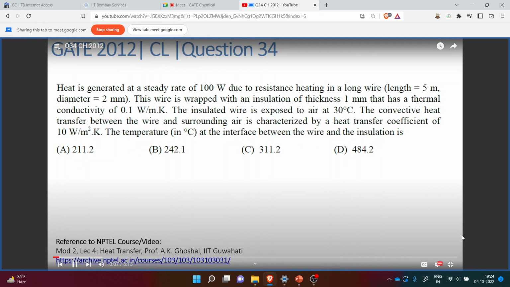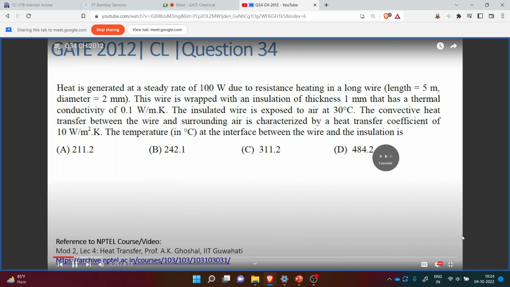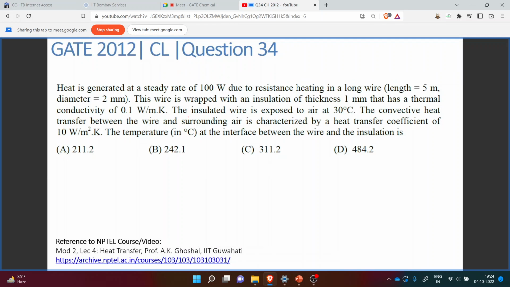We are solving question 34 of 2012 GATE Chem 100. The insulated wire is exposed to air at 30 degrees Celsius. The convective heat transfer between the wire and the surrounding air is characterized by the heat transfer coefficient of 10 watt per meter square Kelvin. The temperature at the interface between the wire and insulation is.